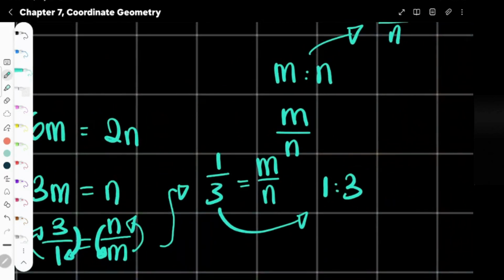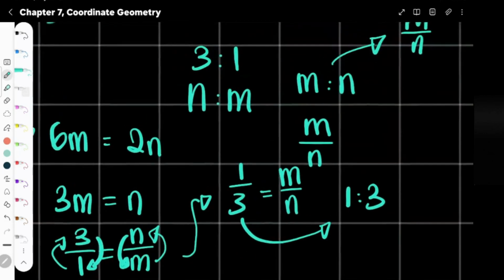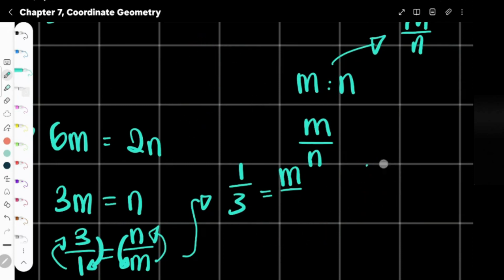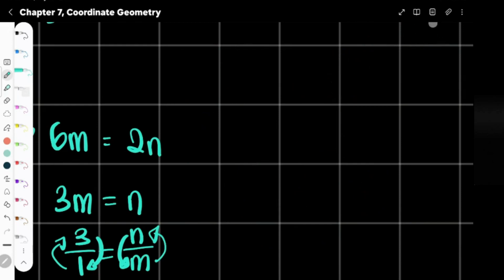Of course, be careful here. If they say n to m, it will be the opposite. It will be 3 to 1. Just use common sense, right? Because 1 to 3 is for m to n, right? If m is 1, then n has to be 3, right? So far understand? It's very easy, right? Very easy.